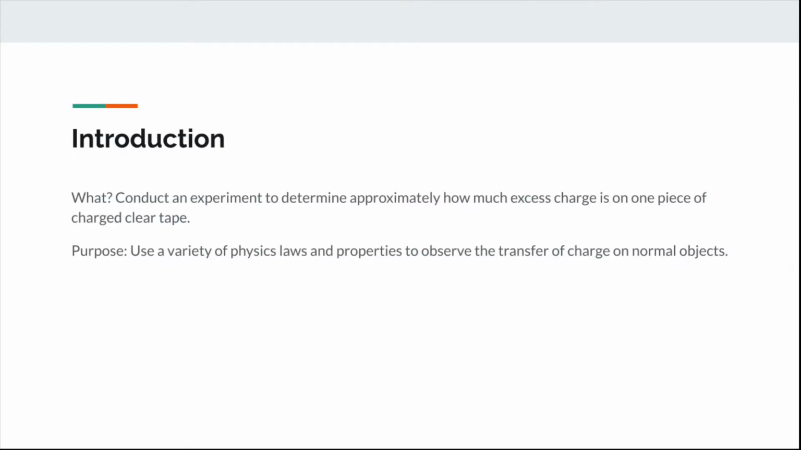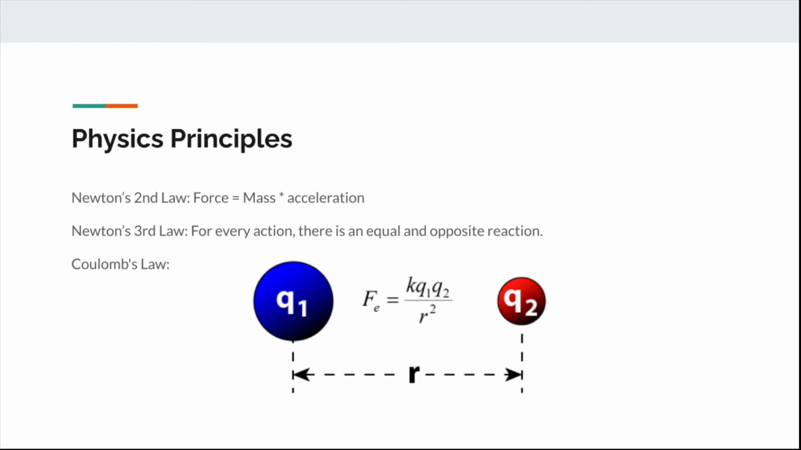So today, we're going to be conducting an experiment to determine approximately how much excess charge is on one charged piece of tape. The reason for this is that we can use our knowledge in physics, the different laws and properties we learn, to observe the transfer of charge on normal objects. So we have three main physics principles we're using here today.